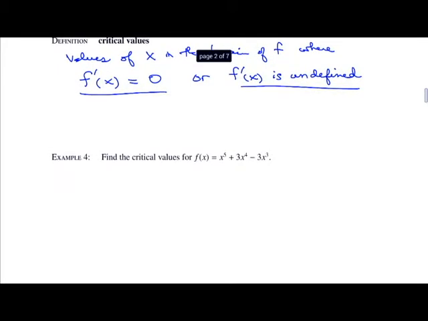All right, example 4. Find the critical values of f of x is equal to x to the fifth plus 3x to the fourth minus 3x cubed. So to find critical values, we take the derivative, find where it's equal to 0, and find where it's undefined. So the derivative of this function is 5x to the fourth plus 12x cubed minus 9x squared.